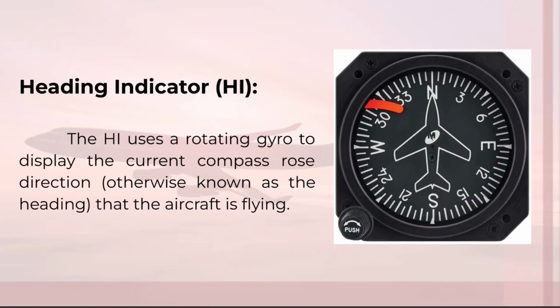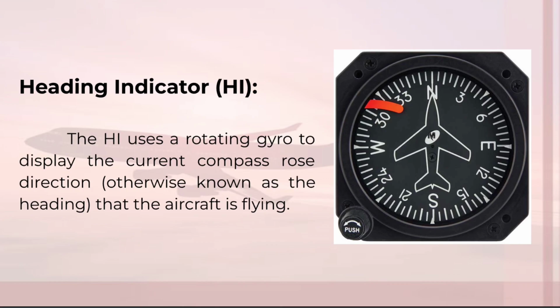Heading indicator. The heading indicator uses a rotating gyro to display the current compass rose direction, otherwise known as the heading, that the aircraft is flying. Using a 360-degree compass card with north as 0, the heading indicator shows heading in 5-degree increments with every 30 degrees enumerated.